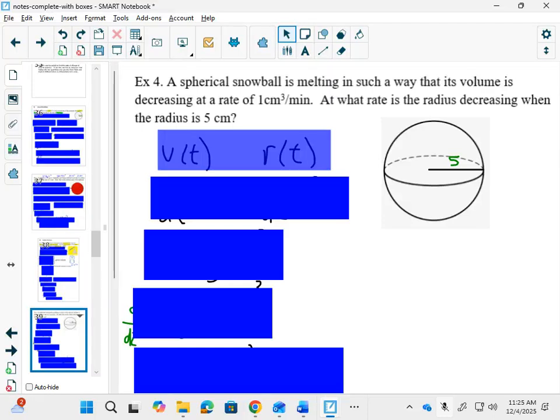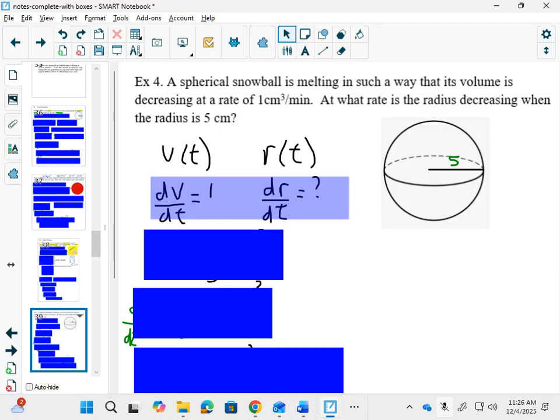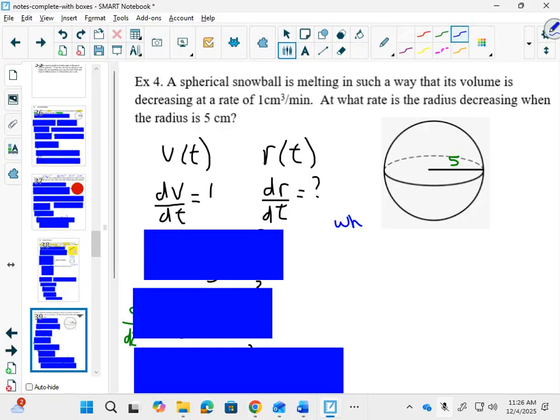So what do we have as our quantities? Volume with respect to time and radius with respect to time. Both of those are changing with respect to time. What do we want to find? We want to find dr/dt. What do we know? We know dV/dt. We want to find it specifically when the r is equal to 5.